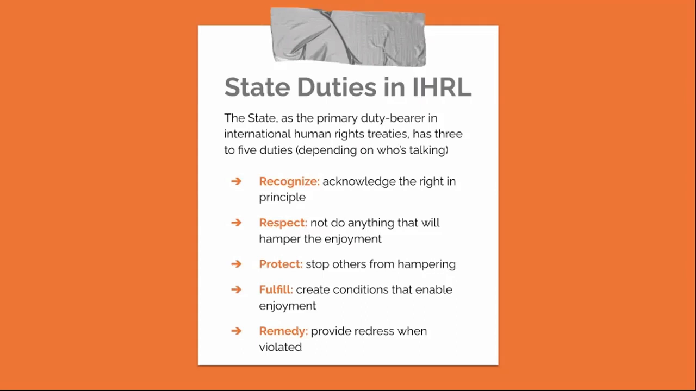So anyway, tangent. Anyway, the state has 3 to 5 duties, the core duties, depending on who's talking. Personally, I think that there are 4. Other people just say 3. Other people say 5. So for me, the 4 that are most important are the duties to respect, protect, fulfill, and provide remedies in case of violations. Those 4 duties I feel like are the most important because the duty to respect means that the state will not do anything that will hamper the enjoyment of the right. So I will not stop you. The state is saying, I will not stop you from using this right. Okay? It's a negative duty.